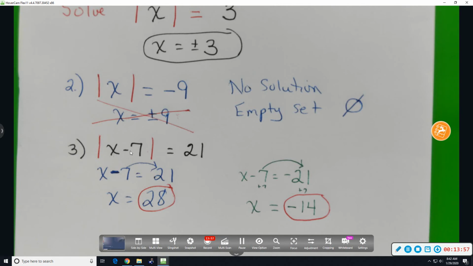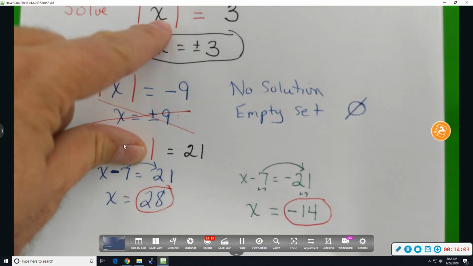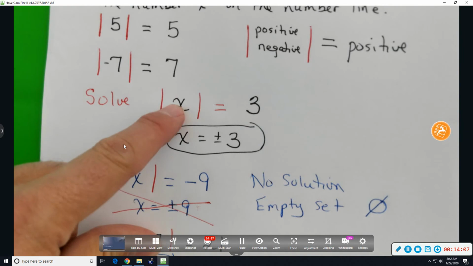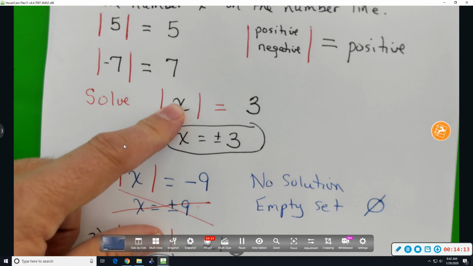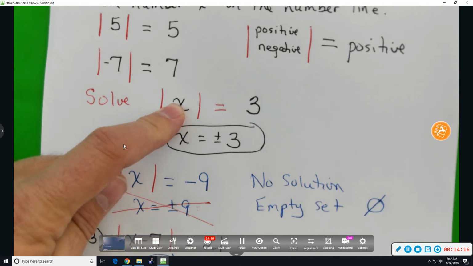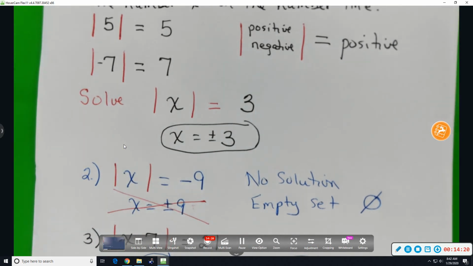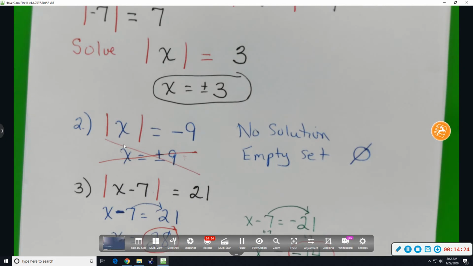Oh, but inside here, you could have 21 or negative 21. Just like right here on this one. The answer wasn't just 3. It's 3 or negative 3. Okay? When solving an absolute value equation, what you're going to be doing is going equal positive, equal negative. That's the little phrase I use. Equal positive, equal negative. And that's what we're going to have to do on this one here.